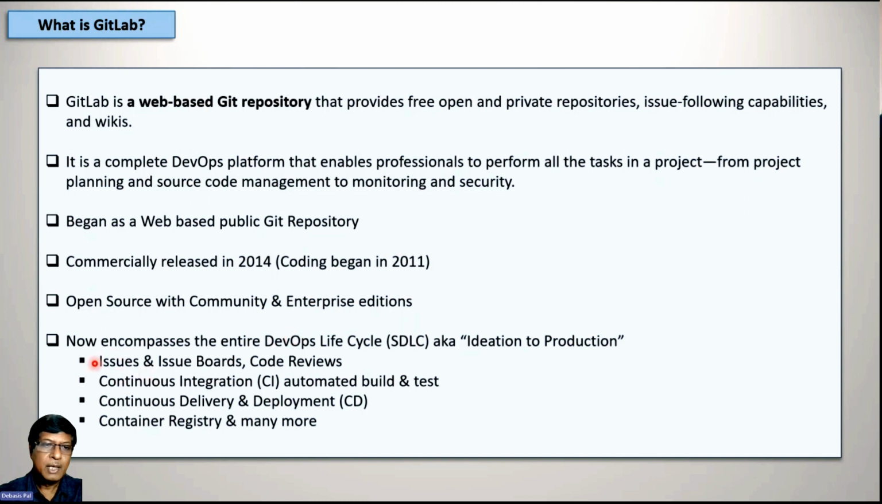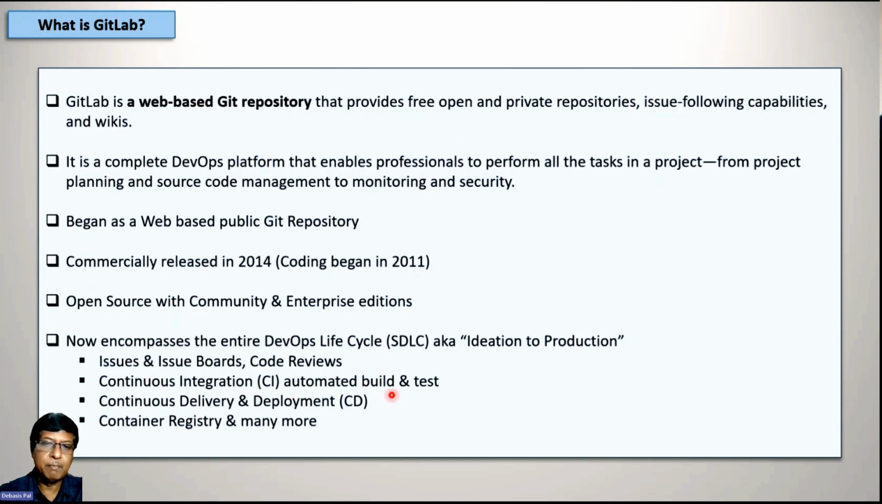Like you can have issues and issue boards. There can be Kanban boards or a Scrum board, you know, Agile. So you can run an Agile project just by managing the Agile principles and Agile elements or components. You can have code reviews. The code review could be done separately with SonarQube, which is a code quality checker, but you can also do the same activity with code review here. So one tool replacing multiple tools.